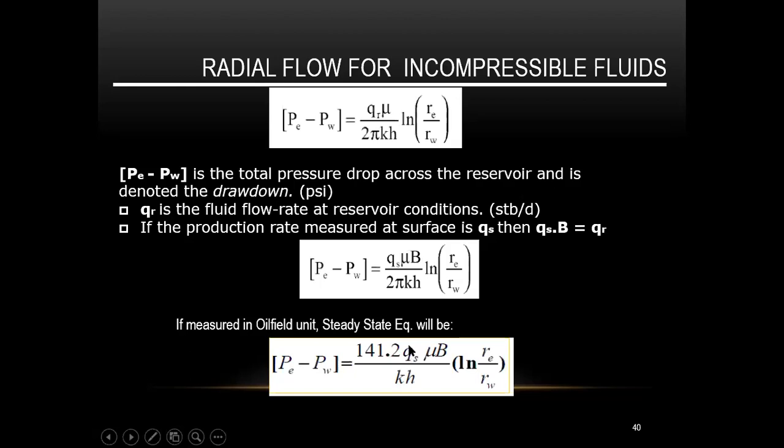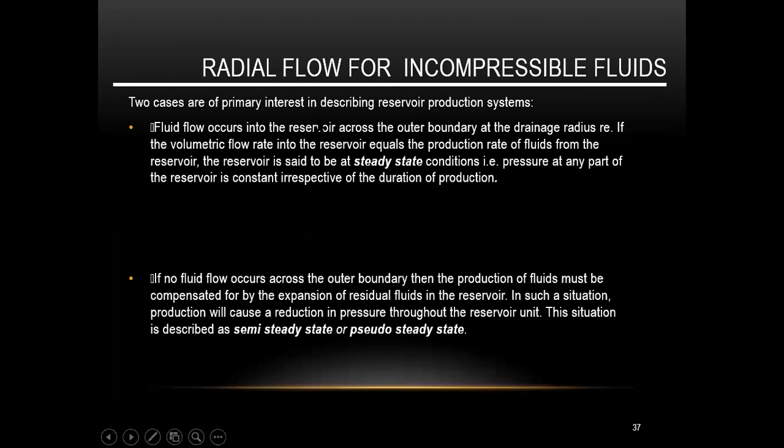Here is the flow rate QS, from the outer boundary to the inside boundary. The 141 is the constant, and then viscosity, formation volume factor, permeability, and the thickness H, which is the thickness of the reservoir in the vertical direction. And this is the external radius and the wellbore radius. There are two more important things here: one is the steady state condition, and the other is the semi-steady state condition.